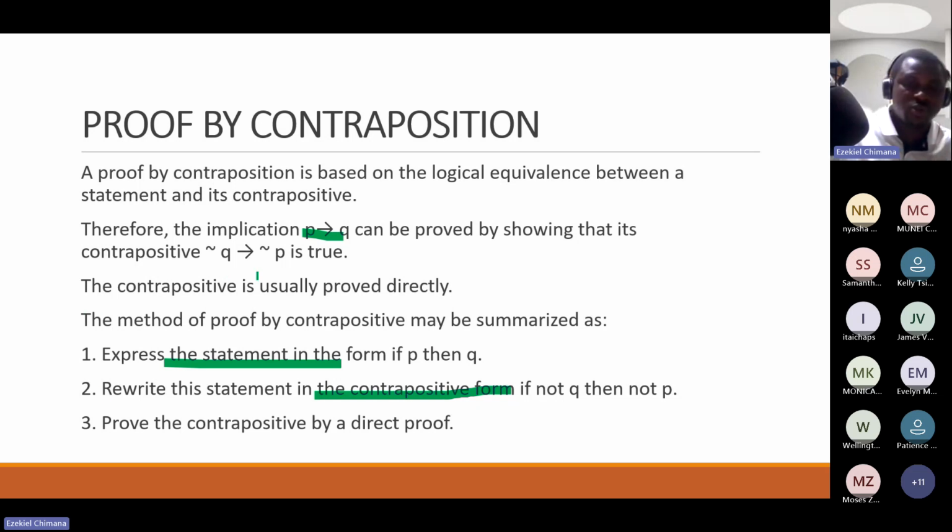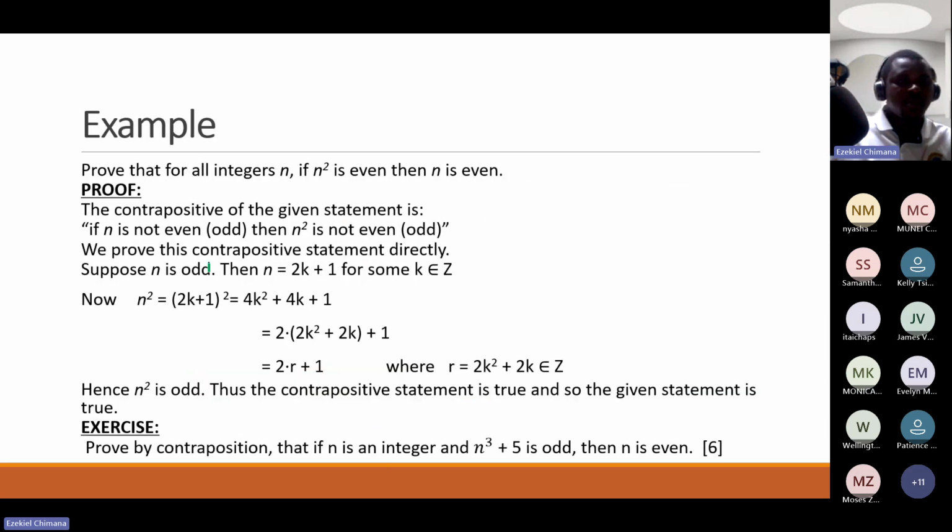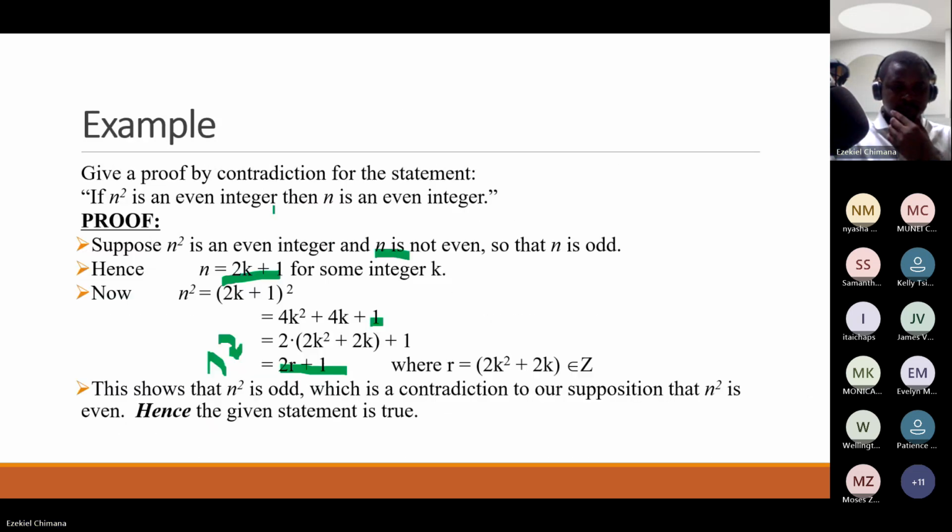So the first thing you need to do is write the statement in terms of P implies Q, and then write it in terms of the contrapositive, which is the negation of Q implies the negation of P. This is: if not Q, then not P. And then prove the contrapositive by direct proof. Like this one, which says prove that for all integers n, if n squared is even, then n is even. Just the same as this.